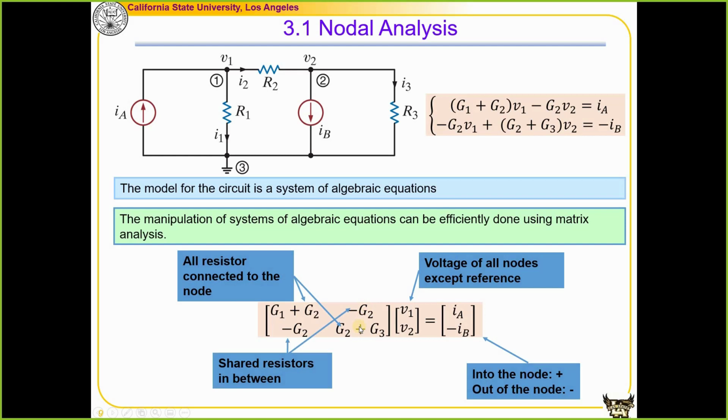And the off-diagonal entities are the shared resistors in between. Between V1 and V2, they share one resistor. And this is why we have a G2 with a negative sign. Don't forget the negative sign for the off-diagonal entities. So this is also called nodal analysis by inspection.